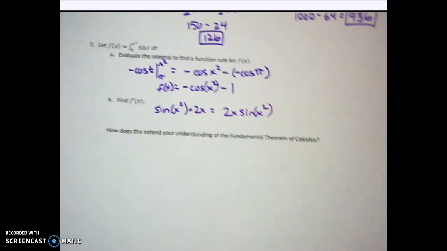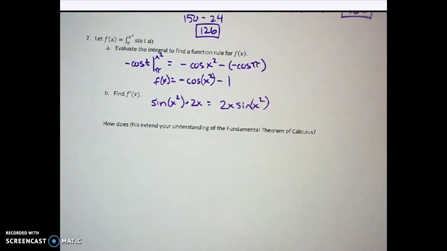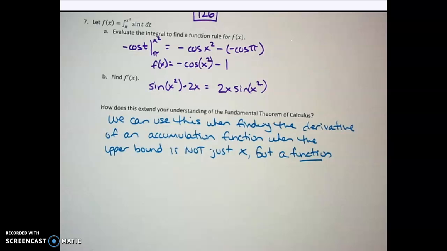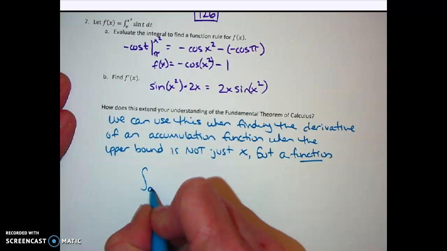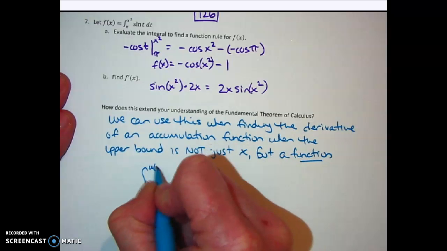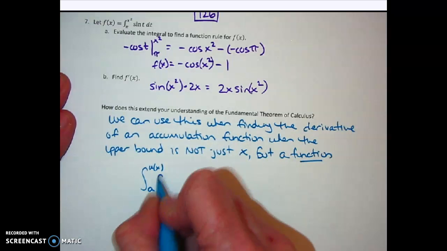I'd like you to take a look at this and study this, and how does this extend your understanding of that second, we actually learned it first, but that other fundamental theorem of calculus. We can still use this when finding the derivative of an accumulation function when the upper bound is not just x, but a function. So if we have the integral from a to some function, we'll call it u of x, of f of t dt.